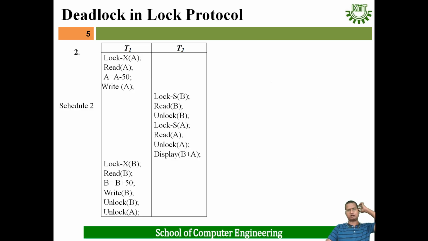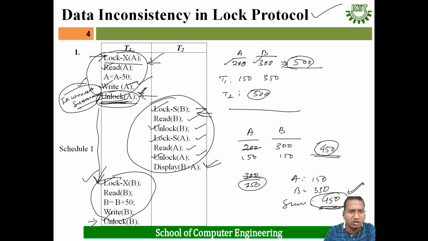Suppose when we do not release the lock on A, T2 cannot access the data item A, so it cannot calculate B plus A. That means it will halt. When the T2 transaction executes, lock S on A cannot be granted. So first T1 will completely execute, then only T2 will execute, so such kind of incorrect summary problem will not arise later on. We may get these advantages.